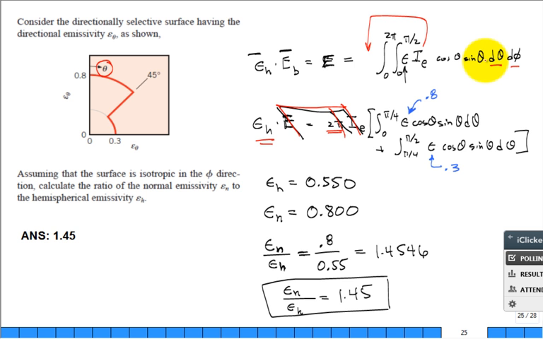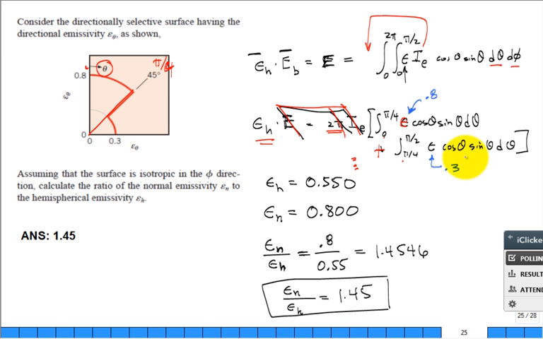Well, you bust that integral into two parts because the emissivity changes at pi over 4. It's constant from 0 to pi over 4 at 0.8, and then from pi over 4 to pi over 2, it's constant at 0.3. So you have two parts of this integral. And then at this point, dot, dot, dot, I set it up. You just integrate. I didn't want to do that.